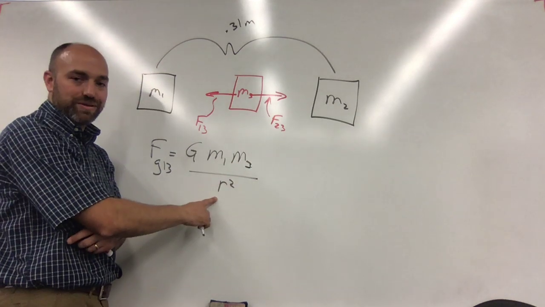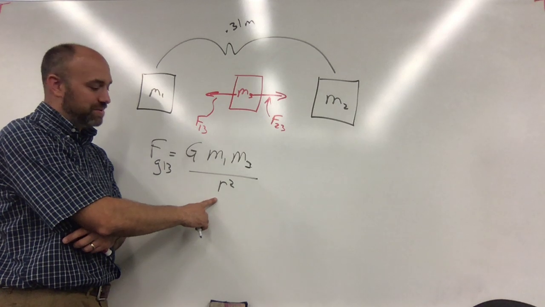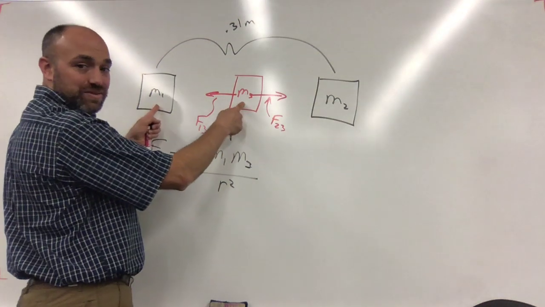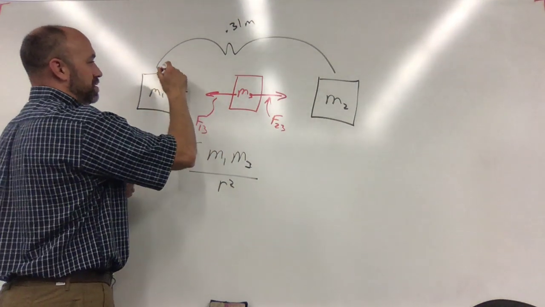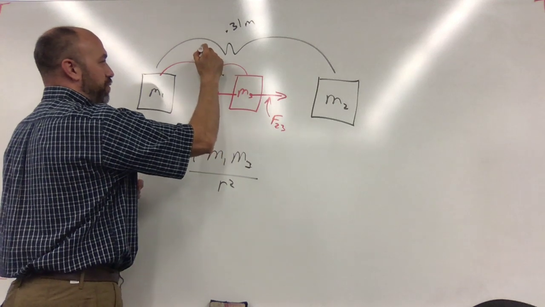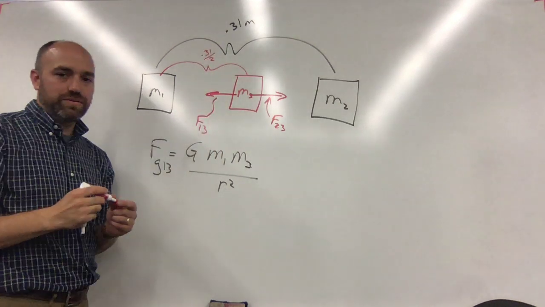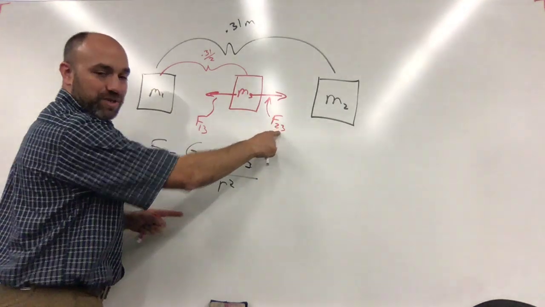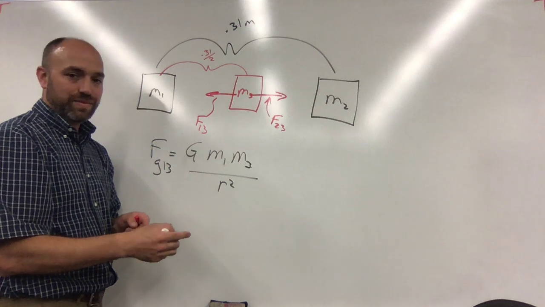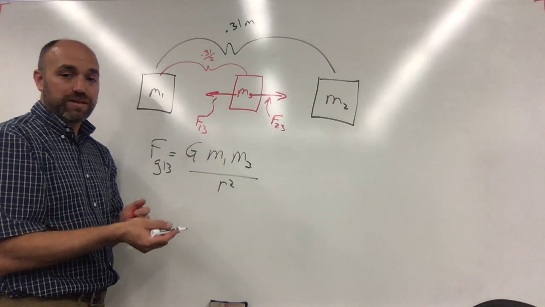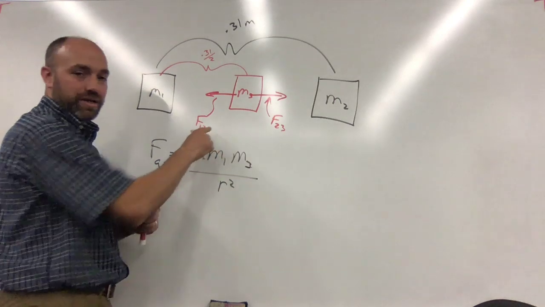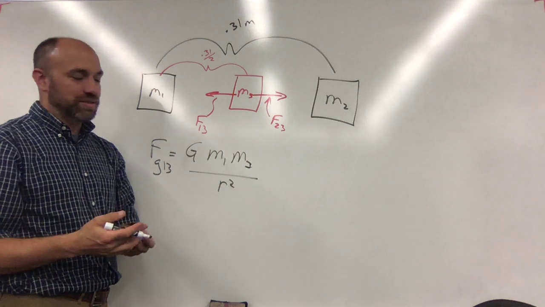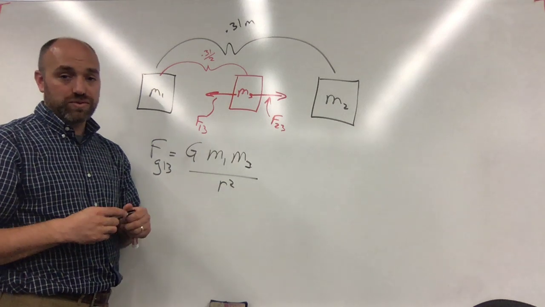But what would the distance be? 0.31 squared? No, oh, half of that? Yeah, it's this distance. So it would be 0.31 over 2. Okay. So that would be the force 1-3. And then you do the same thing for the other one. And then you subtract them. Make this one positive and this one negative. Or add them, one's positive and one's negative, which ends up subtracting. And that'll be your net force. Okay.